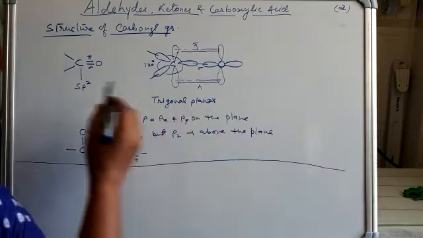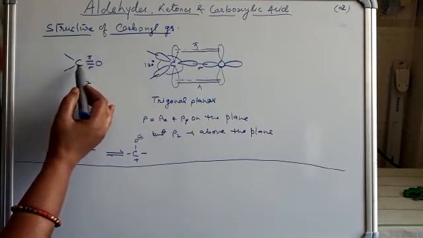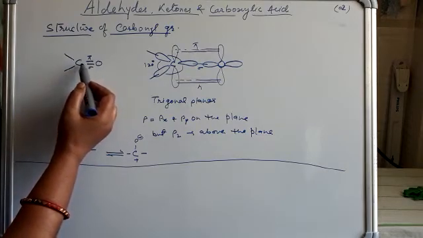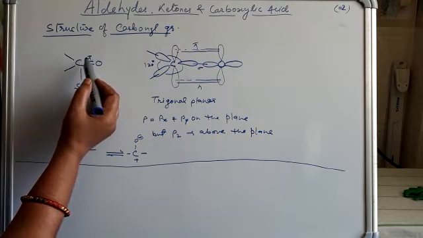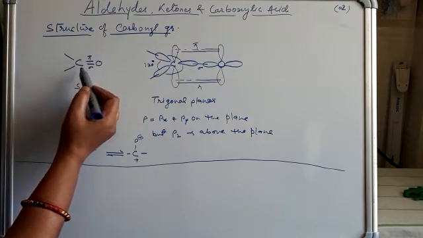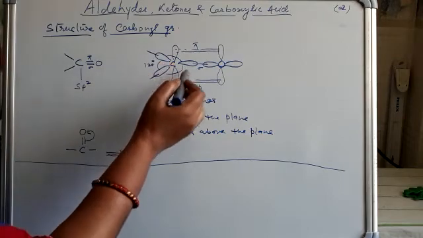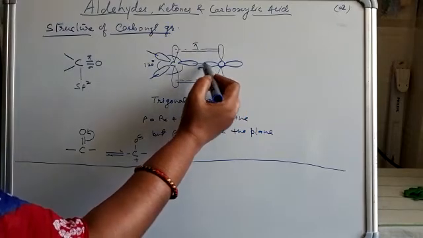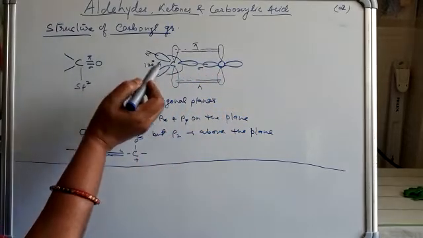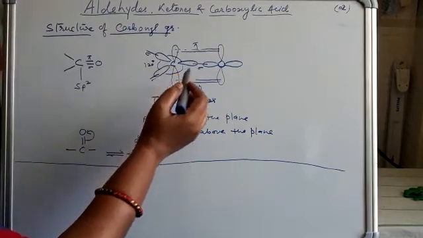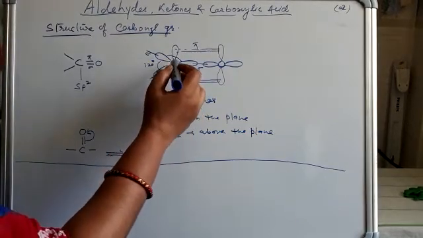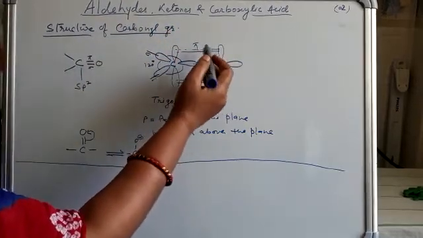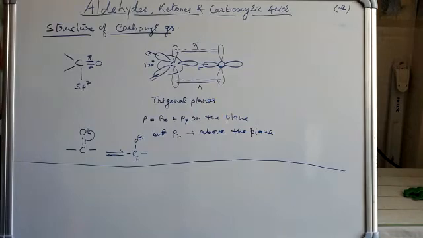This is the structure. See here, the carbonyl group: carbon is sp2 hybridized, and the double bond formed between carbon and oxygen is one sigma and one pi. The sp2 carbon is trigonal planar in nature, and it forms a sigma bond with the oxygen p orbital here. Here is also a sigma bond, here is also a sigma bond, and the next pz orbital, which is above the plane, forms sidewise overlapping, and a pi bond is formed.